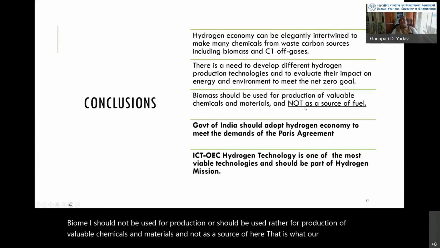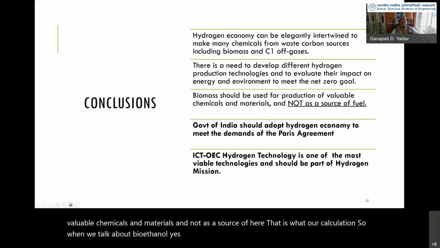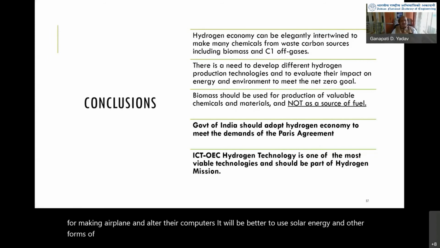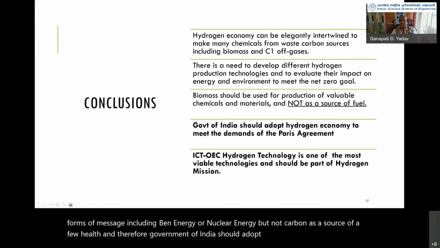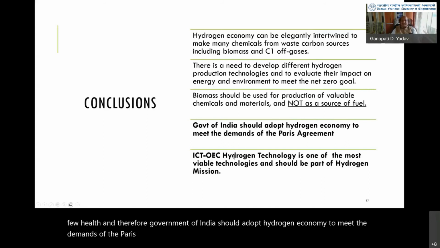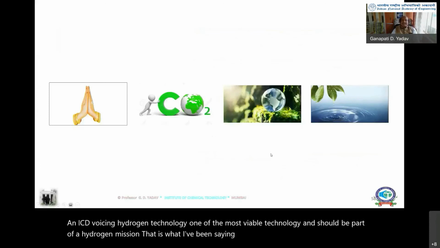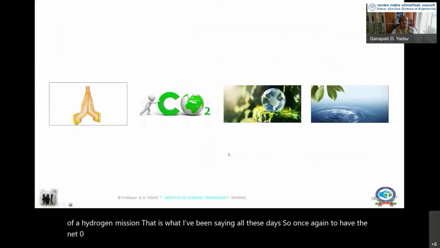So when we talk about bioethanol, yes, for some time you can go with it, but ethanol should be used for making ethylene and all other chemicals. It will be better to use solar energy and other forms of energy, including wind energy or nuclear energy, but not carbon as a source of fuel. Therefore, the Government of India should adopt hydrogen economy to meet the demands of the Paris Agreement. And ICT OEC hydrogen technology is one of the most viable technologies, and should be part of a hydrogen mission. That is what I've been saying all these days. So once again, to have the net zero economy, we need hydrogen and we need technology for that.